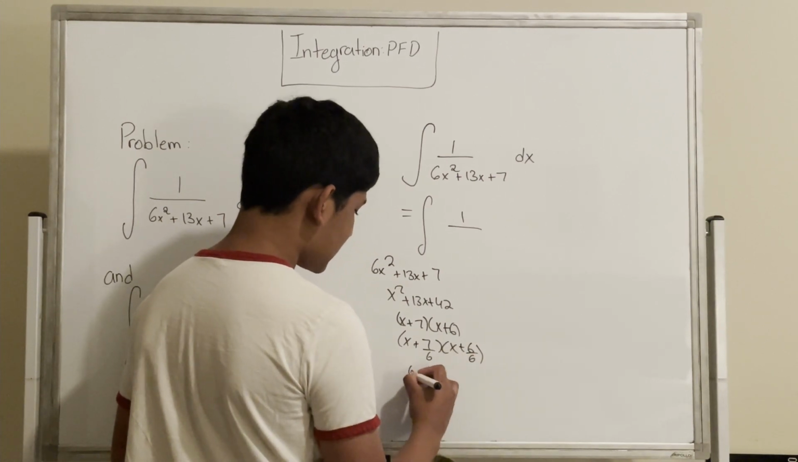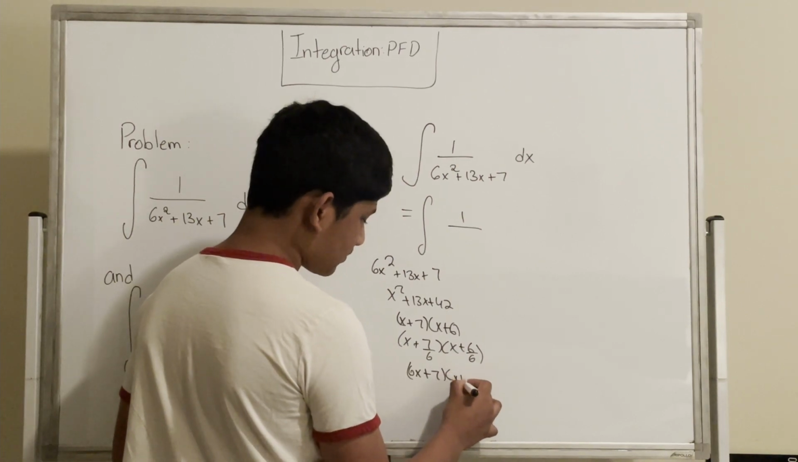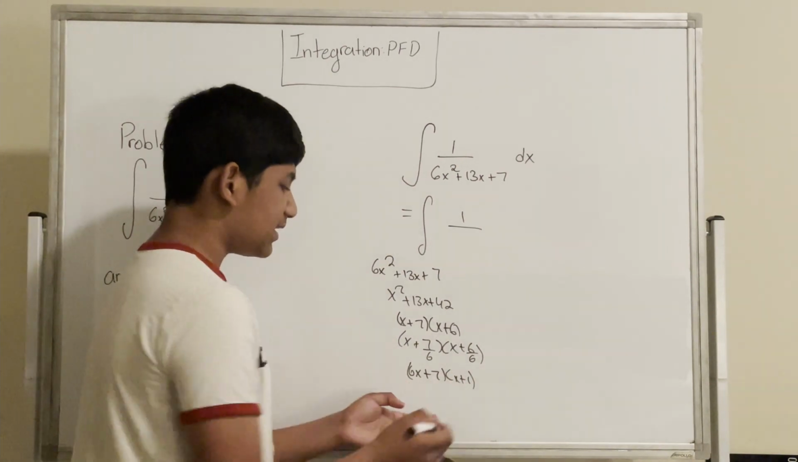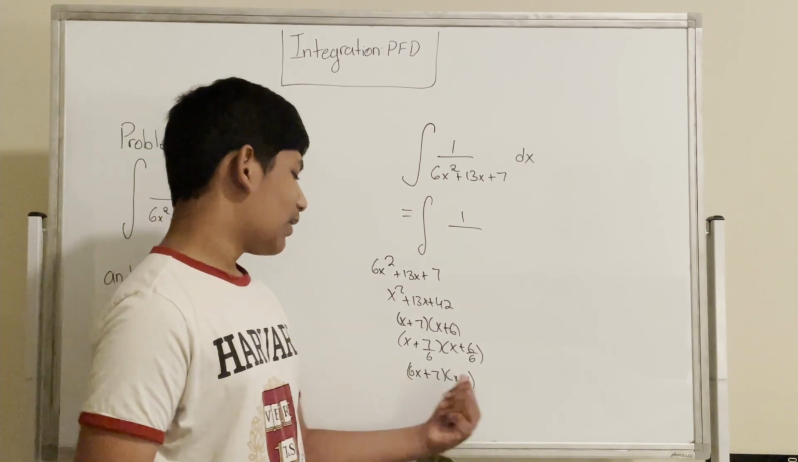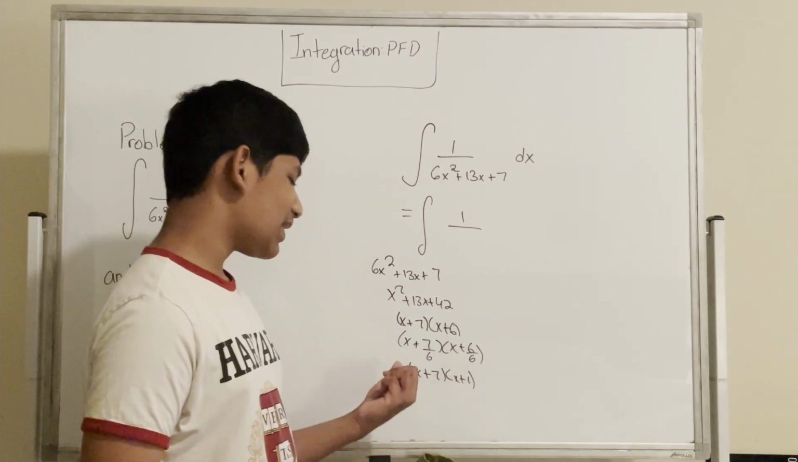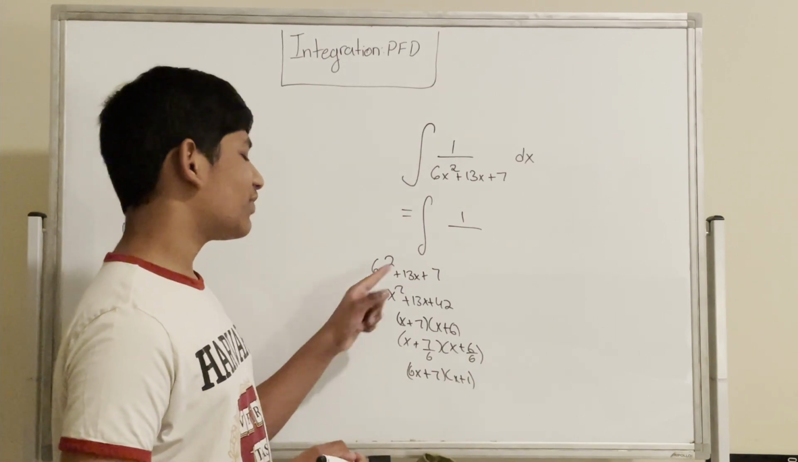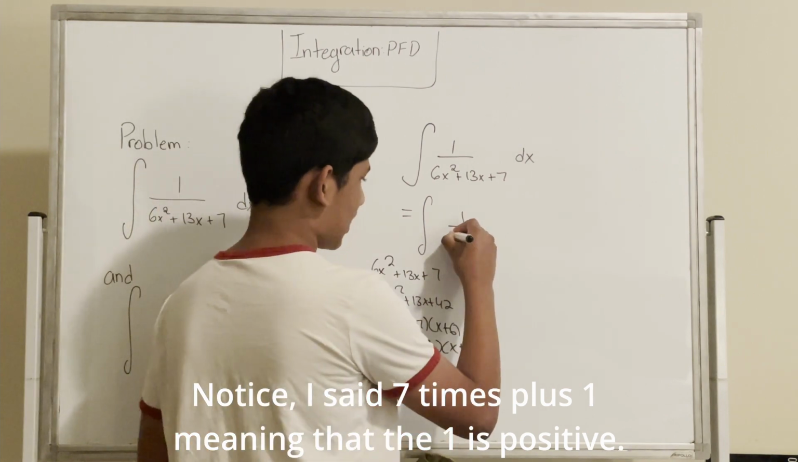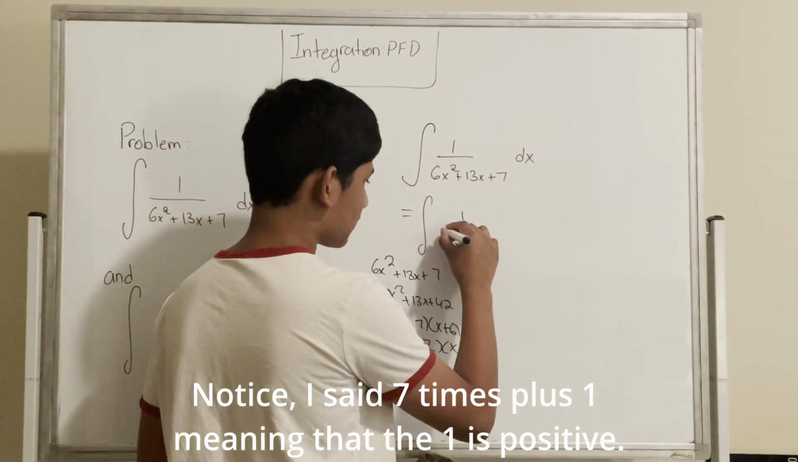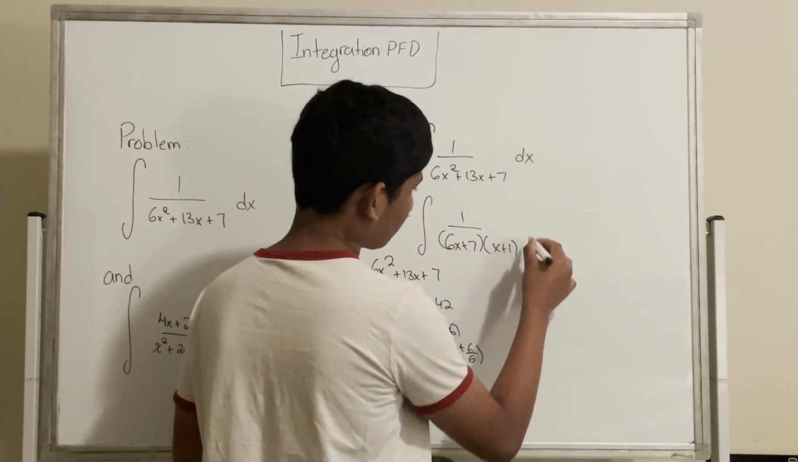Therefore, we get (6x + 7)(x + 1). And this is going to be our factored form, because when we multiply, we get 6x² + 6x + 7x, that's just going to be 13x, and 7 times 1 is 7, and we got the original quadratic. So we can just write these factors down: 6x + 7 multiplied by x + 1.